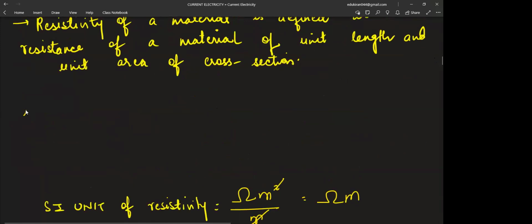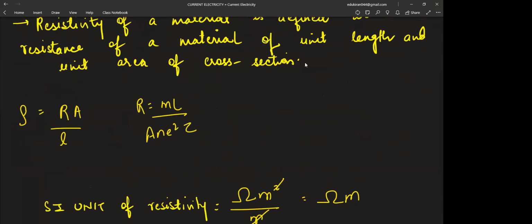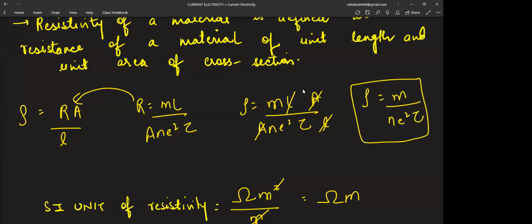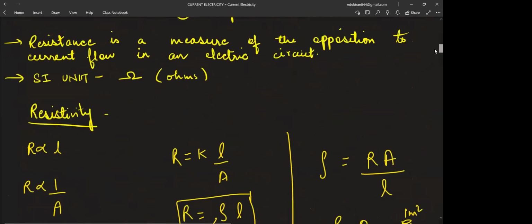So see, resistivity is R A by L. And what was the formula of resistance? m L by A n e square tau. So if we put this here, rho will be equal to m L by A n e square tau into A by L. So area will be cancelled, length will be cancelled. So the formula without area and length is m by n e square tau. That's it. This is the formula of resistivity. And if you put the units, resistance is ohm, area is meter square, length is meter. 1 meter will be cancelled. Ohm meter will be the SI unit. This is what is resistivity. Write it down from here.